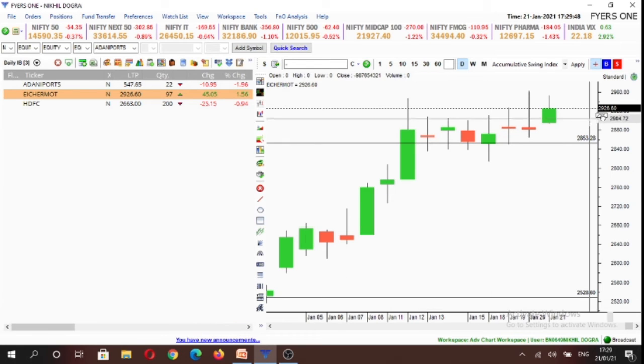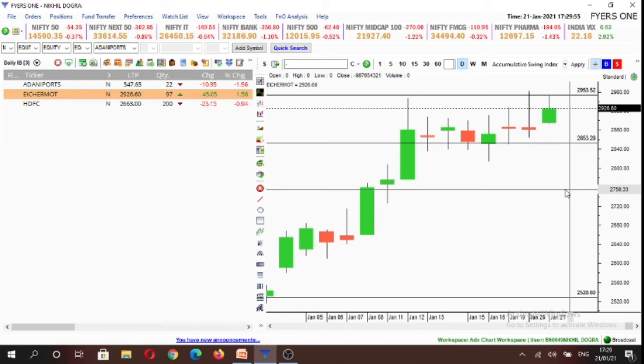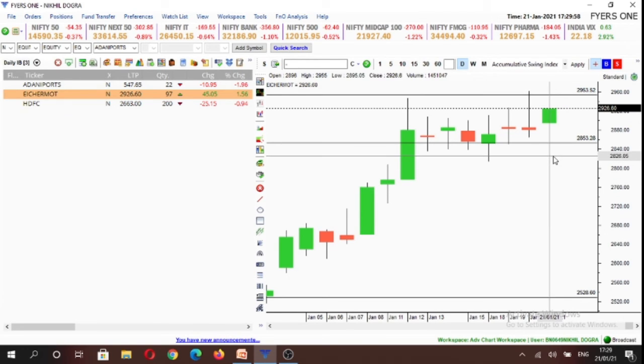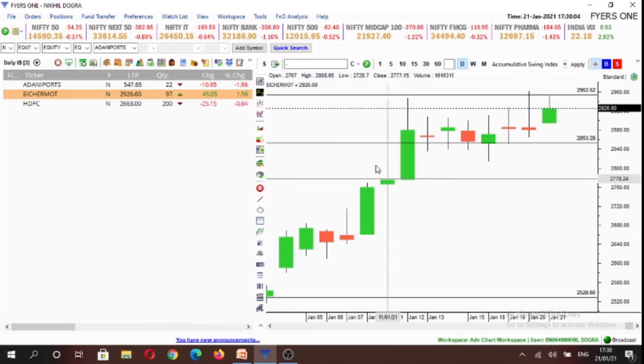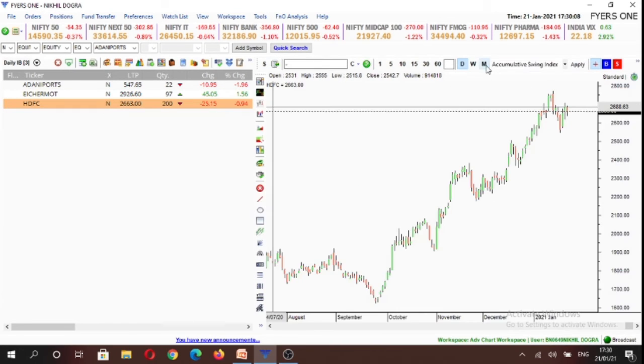So tomorrow we'll look for buying opportunity above 2,955.1 levels, and once it starts trading above 2,955.1 levels, we would have full time frame continuity to the upside. And our third stock is HDFC.